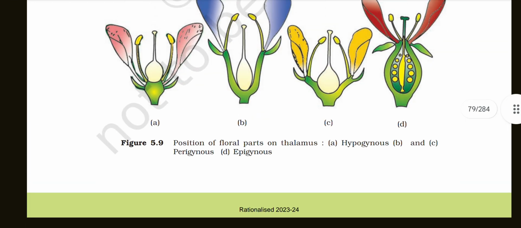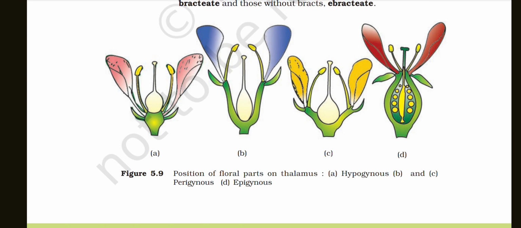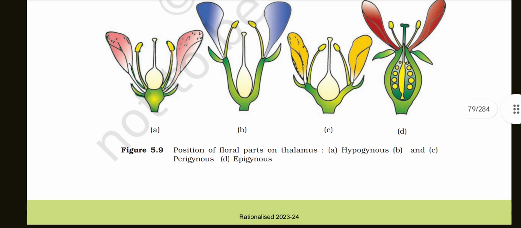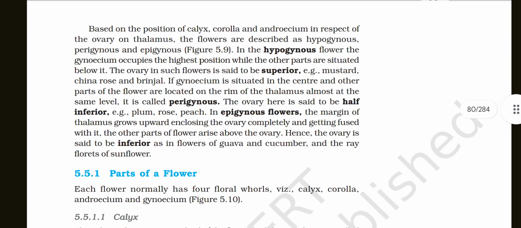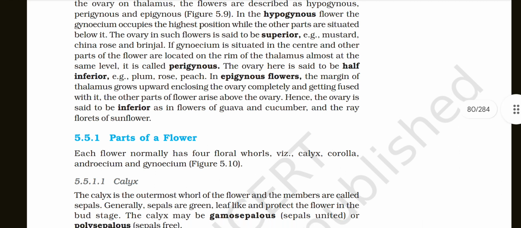This is the position of the floral parts on the thalamus. The first one is hypogynous, second ones B and C are perigynous, and D is epigynous. Based on the position of the calyx, corolla, and androecium in respect of the ovary on the thalamus, the flowers are described as hypogynous, perigynous, and epigynous. In hypogynous flowers, the gynoecium occupies the highest position while the other parts are situated below it. The ovary in such flowers is said to be superior, as in mustard, china rose, and brinjal.